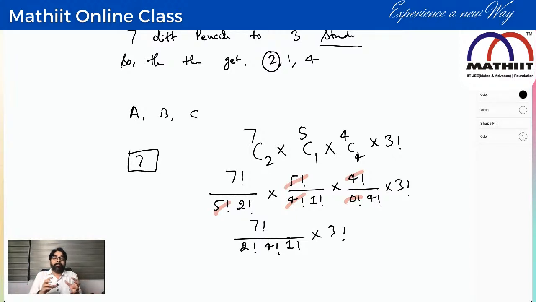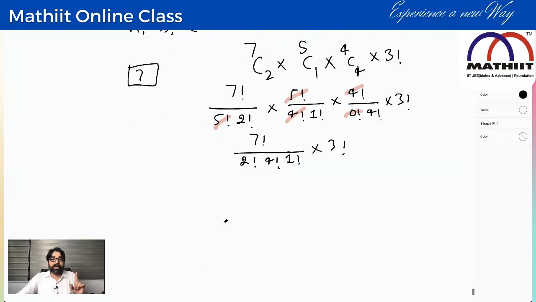So what I'm trying to tell you from the last 25 minutes is that grouping and distribution are two different things. Grouping means first you have to make groups. Distribution means arrangement of groups. Distribution cannot be done without grouping. You have to do grouping and then arrange the groups. That's called distribution. Am I right?